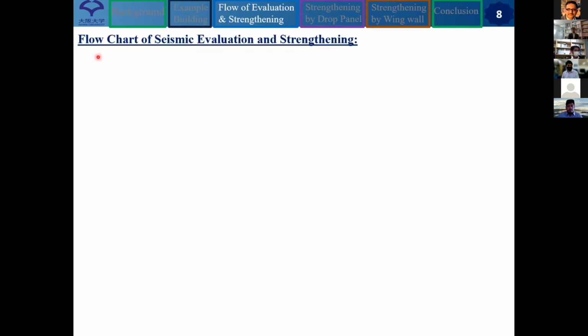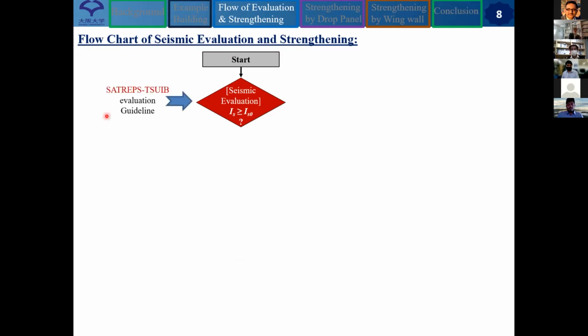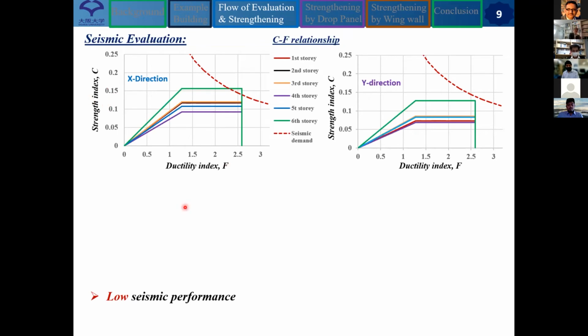Now I am showing the flow chart of seismic evaluation and strengthening. After collecting the building data, we need to evaluate the seismic performance of the existing flat plate structure, which we already proposed and presented in the guideline in April this year at the WGT seminar. If the seismic capacity is greater than the seismic demand, the structure can be used continuously. So what happened in our example building? I evaluated the building and calculated for all stories in both X and Y directions.